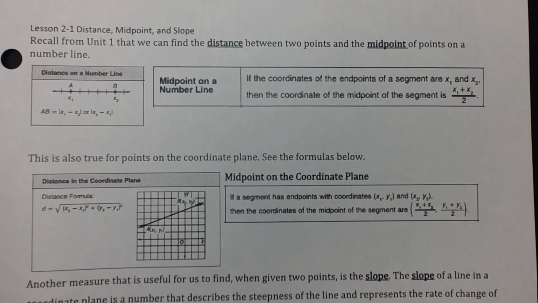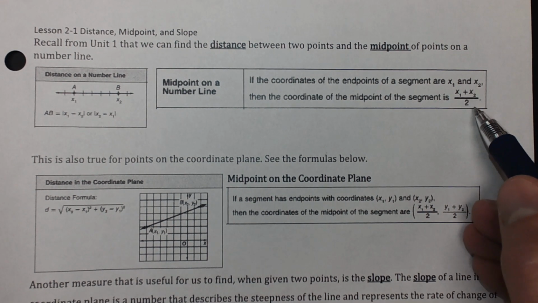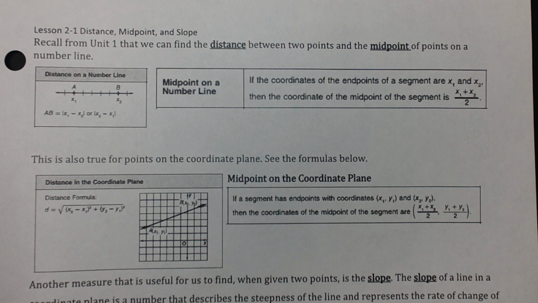We also learned to take the midpoint of 2 points on a number line. You just add up the 2 points and divide by 2, which is another way of saying take the average of those two coordinates.